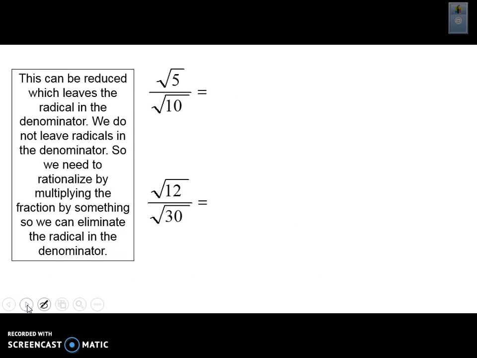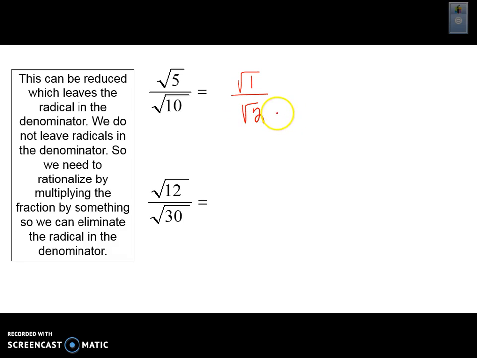In these next examples, we are going to see 2 that cannot be reduced where the radical goes away in the denominator. So we can reduce them. Square root of 5 over the square root of 10 reduces to the square root of 1 over the square root of 2, which is really nice because now we have smaller numbers to deal with. However, we cannot leave that radical in the denominator.